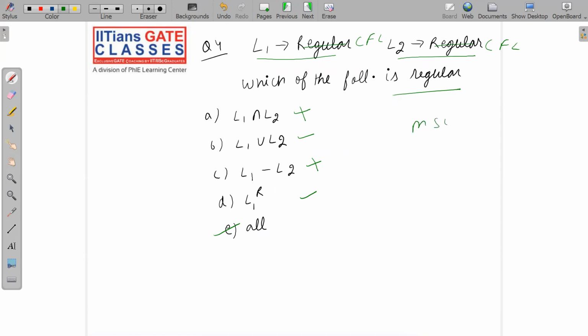In GATE, MSQs are coming. So this is an example of an MSQ, multi-select question. So these two will be correct. If I write CSL, CSLs were closed under all the operations, so all will be correct. I hope I have made the point clear.